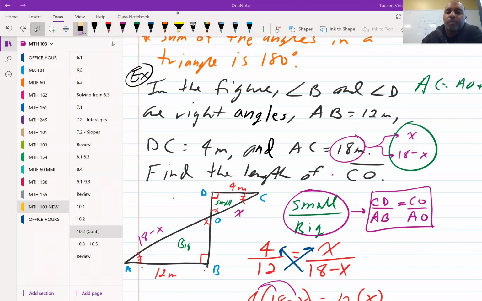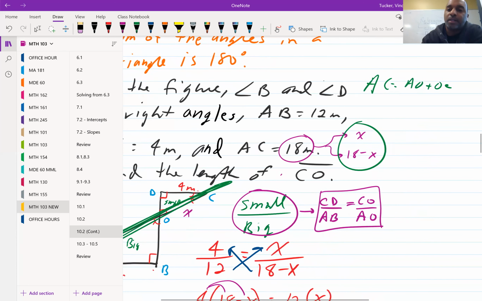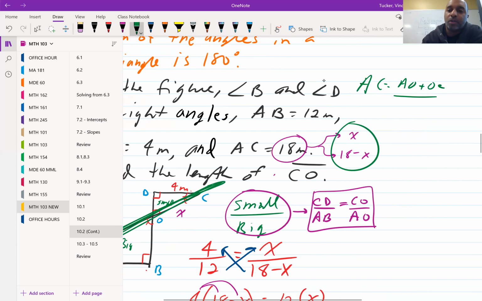All right, so putting all my symbols back in. Notice the first statement in the directions. They tell us that B and D are right angles. So I'll put the square back in there. And then they tell us the sides AB and DC, 12 and 4. And then they give us AC is equal to 18 meters. And so if you look at this line of AC, notice O is in the middle. So that means AC is equal to AO plus OC. And so we're trying to find CO. OC and CO are the same thing.